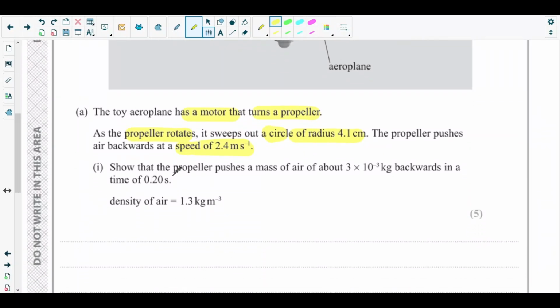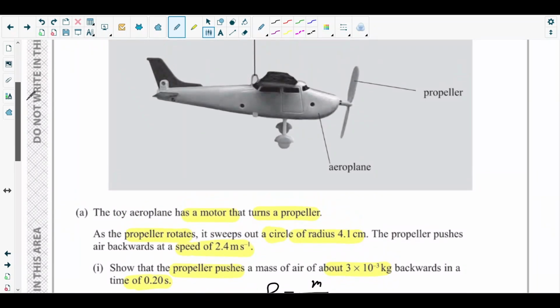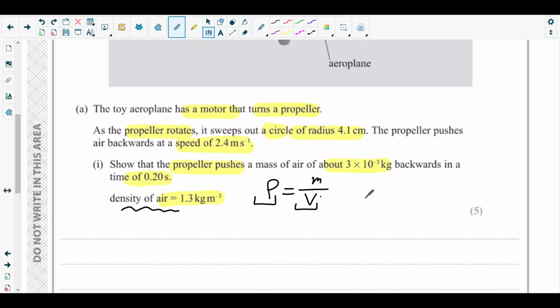Part 1 is asking to show that the propeller pushes a mass of air of about 3 times 10 inverse 3 kg backwards in a time of 0.20 second. The density of air is given as 1.3 kg per meter cube. Since they have given the density, we can relate the density with the mass using this equation, rho equals m over v. Density is known, we need to figure out the volume to get the mass, right? Volume is area of cross section times height, right?